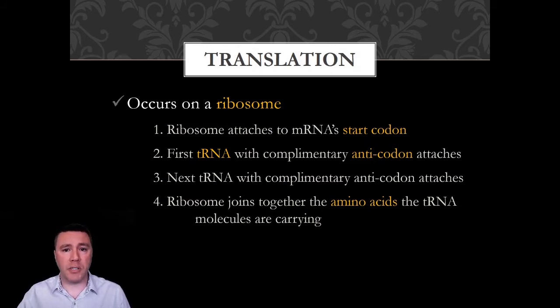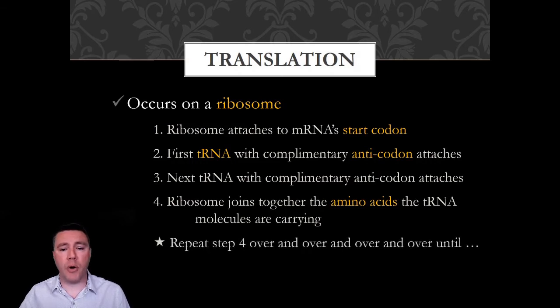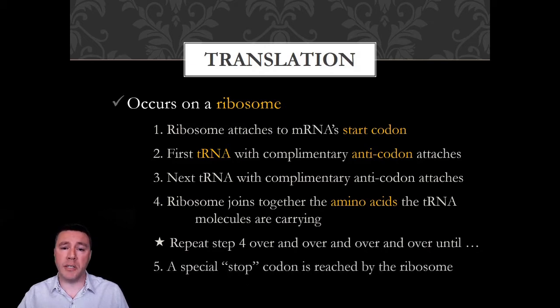Now, this process is going to continue over and over and over again, the ribosome taking amino acids from transfer RNAs and joining them together until eventually a special kind of codon is encountered called the stop codon. The stop codon identifies to the ribosome that it should stop the process of translation because the chain of amino acids is now complete. Here's a good way of thinking about how start codons and stop codons work.